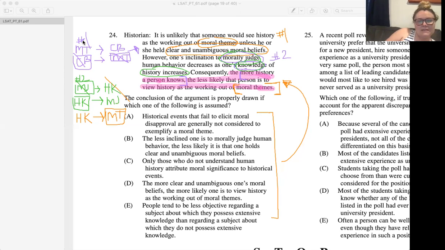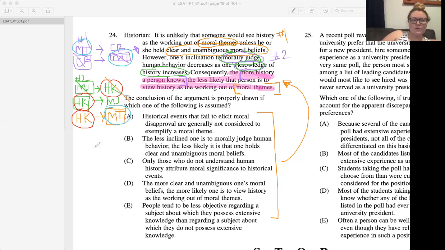So we have MT here, MT here, which is in our conclusion. And then our other one is knowledge of history. So I'm going to go ahead and circle that in red, knowledge of history, knowledge of history, knowledge of history.